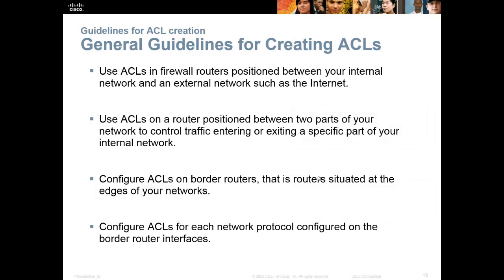All right, so some general rules. ACLs in firewalls or routers positioned between your internal networks can be used. So really any router anywhere can use an ACL. Where we typically see ACLs though are at your border, your perimeter. I'm trying to block traffic from coming in or going out of my network. But some companies may have a research and development department, and they may have to limit traffic to that one specific area. So then you start seeing ACLs on internal routers. Remember, you can have an ACL on any router in your network.